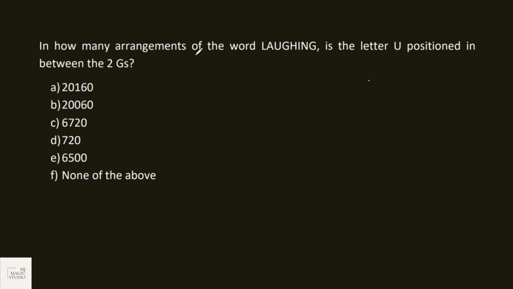In how many arrangements of the word LAUGHING, 1, 2, 3, 4, 5, 6, 7, 8, and G are coming twice, is the letter U positioned in between two G's? So that means it should be GUG. This is the grouping effect. It should be factorial of n minus g plus 1 into factorial g for this group arrangement.